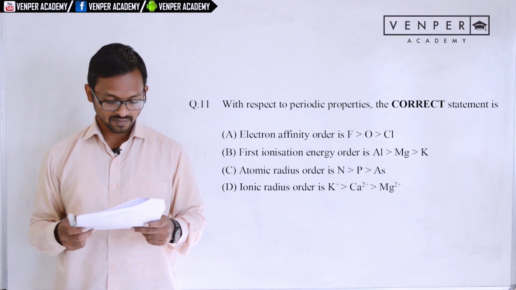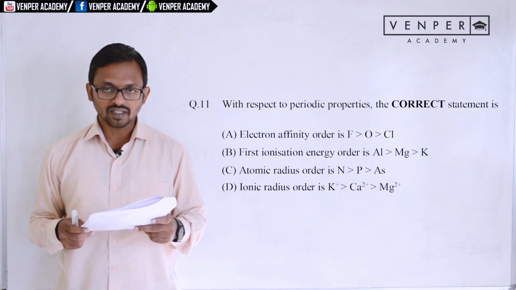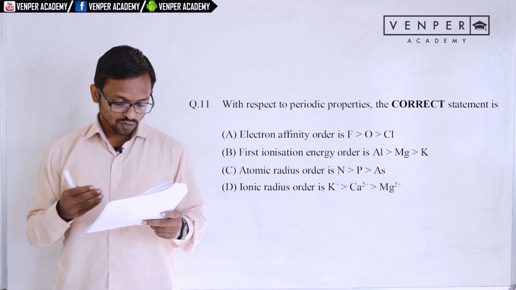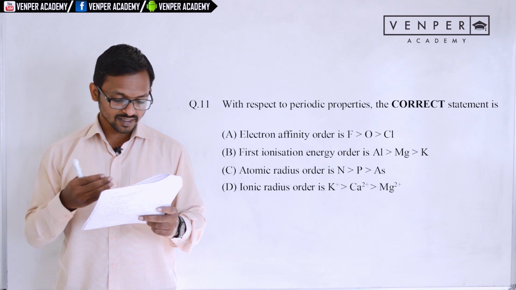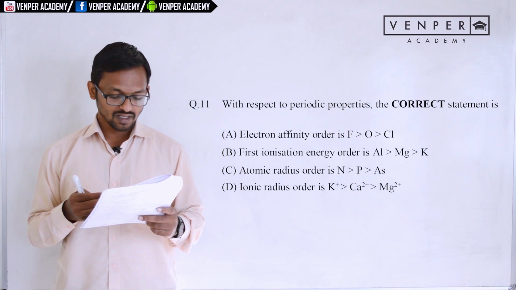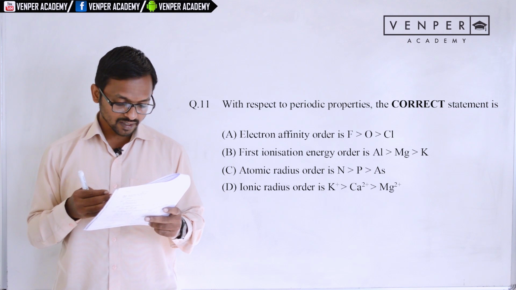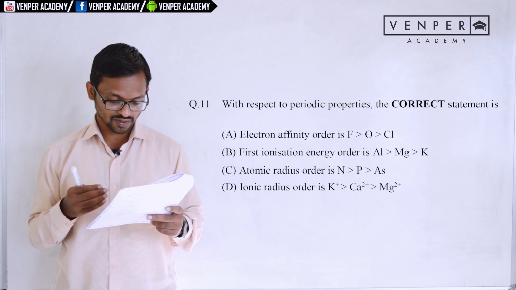Question number 11. With respect to periodic properties, the correct statement is, in the given 4 options, option 4 is correct and the first 3 options, that is A, B, C are incorrect and D is the correct answer, because the ionic radius order is K plus less than, Ca2 plus less than, magnesium 2 plus.